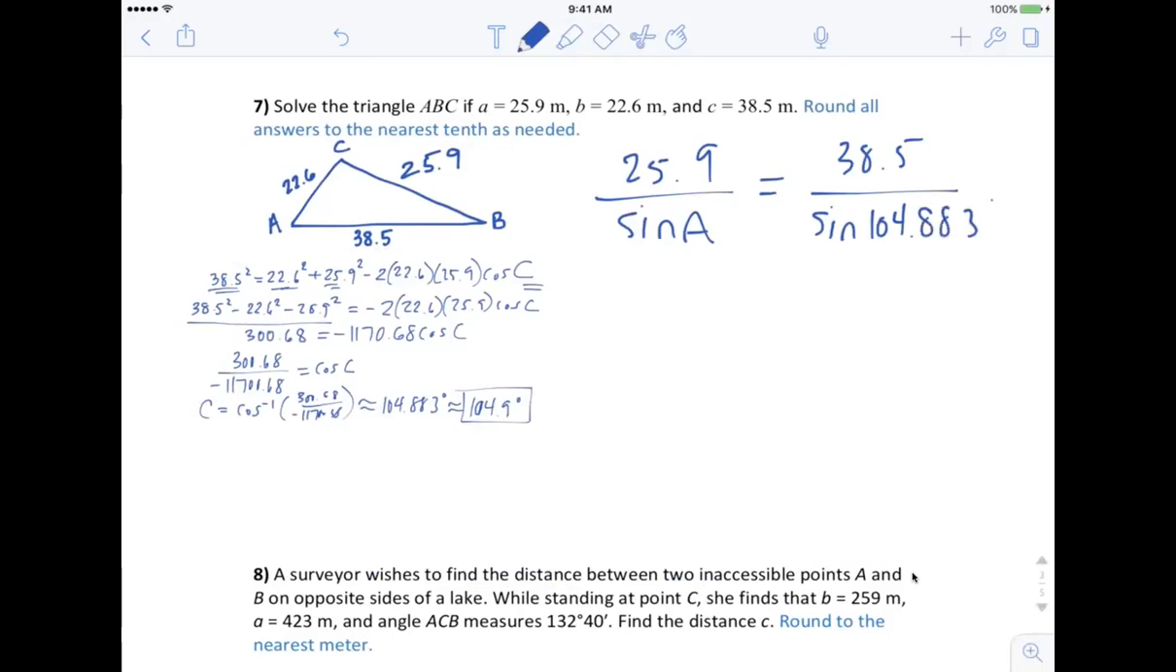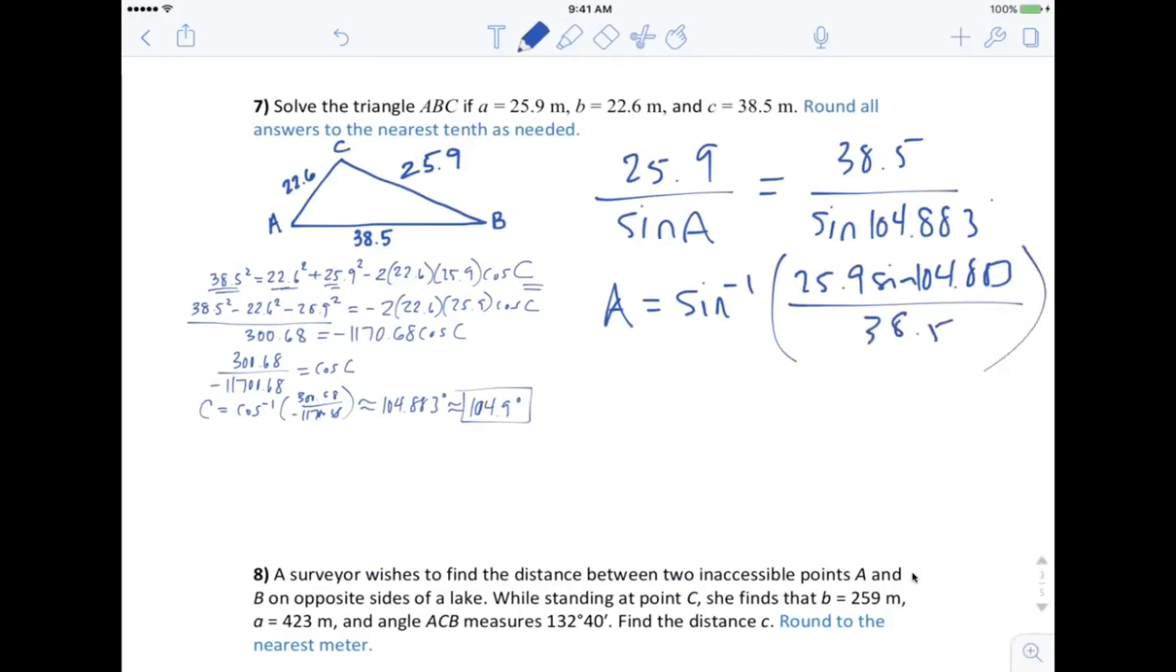Okay. And then this is that law of sines steps, right? Cross multiply, divide, etc. I just get good at this. I just do it all at once. So there's the setup, and then calculate. Plug that into the calculator. I'm getting 40.6 degrees. And there's your angle A.